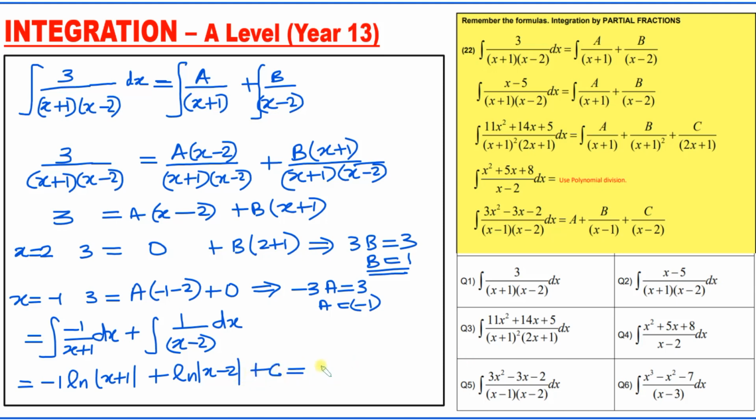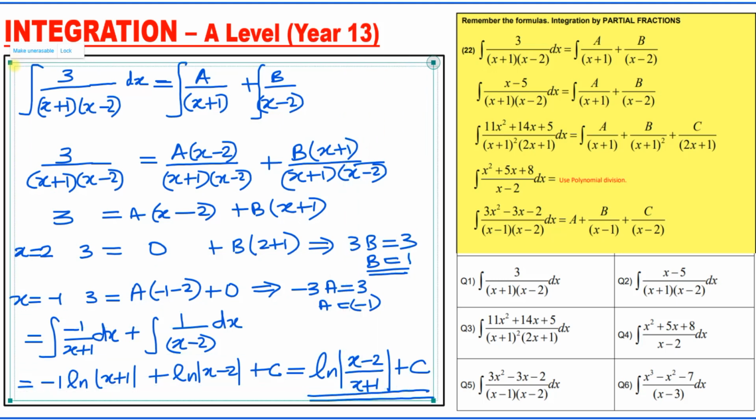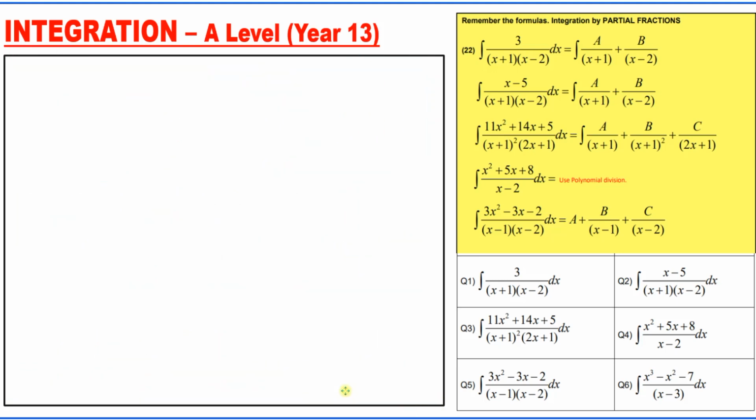If you want to simplify further, you can write ln of (x minus 2) over (x plus 1), because minus ln of (x plus 1) is a division, plus c. And that is the answer of question number 1. In question 1, the majority of the work is the partial fraction. This is not a topic for explaining partial fractions, but however, I have shown all the working out. After you find that the question is split into 2 fractions, then you can apply the integration skill to find the answer.